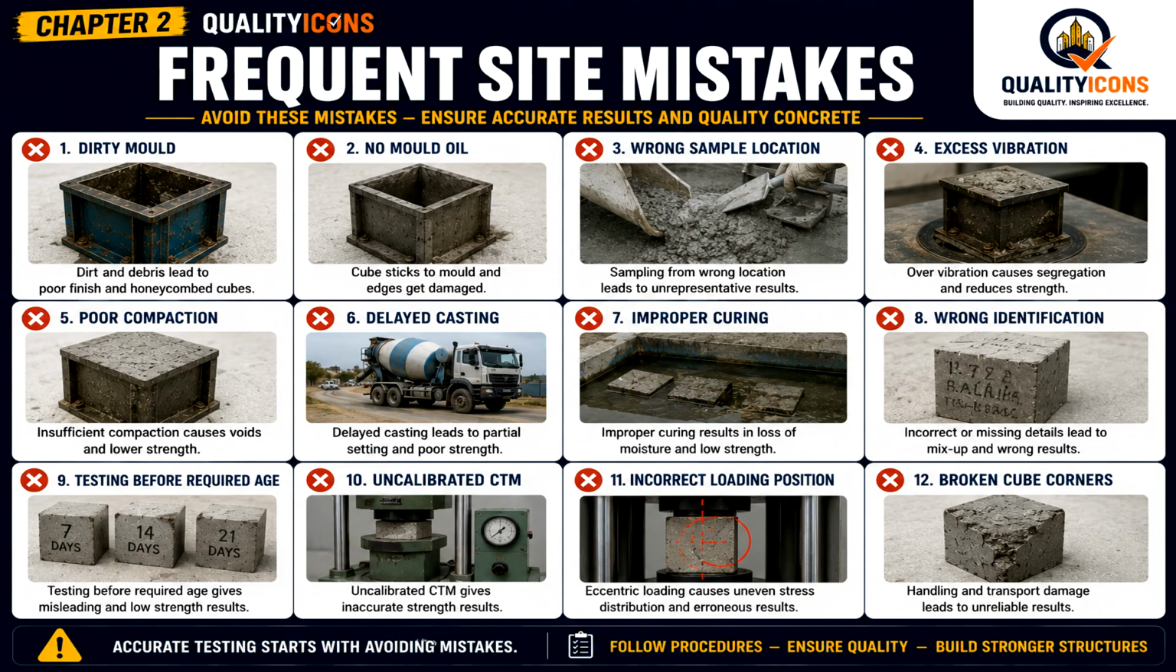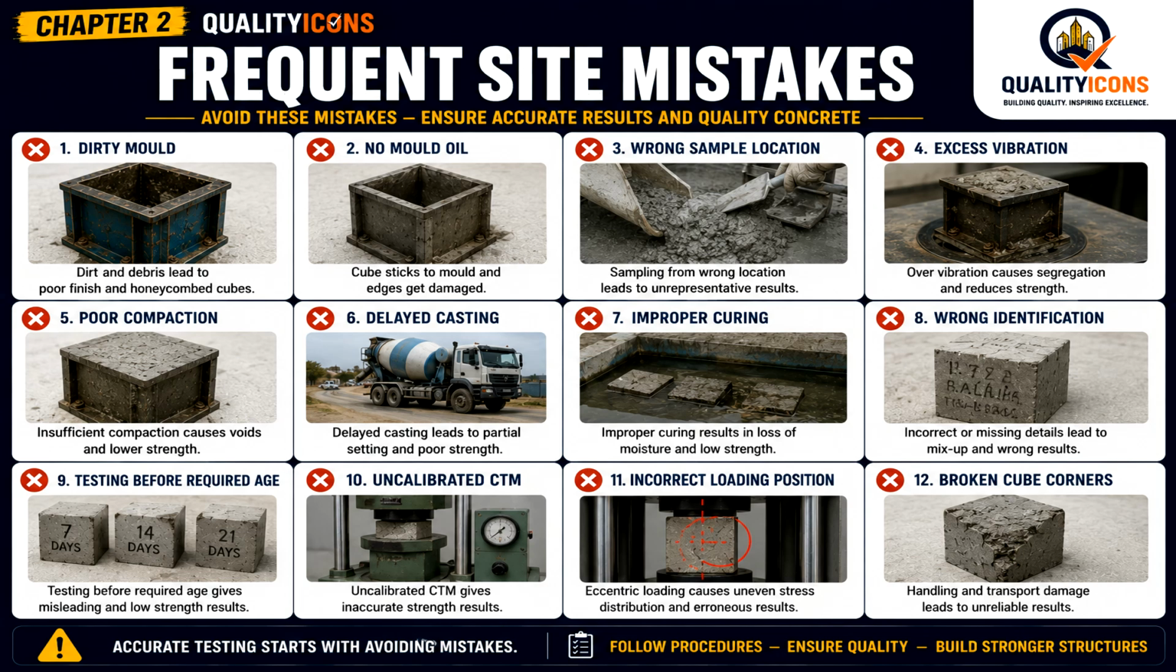Testing before the required age gives misleading and low strength results: 7 days, 14 days, 28 days, etc. Uncalibrated CTM gives inaccurate strength results. Incorrect loading positions: earlier we discussed placing cube specimens on the CTM. Eccentric loading causes uneven stress distribution and erroneous results.